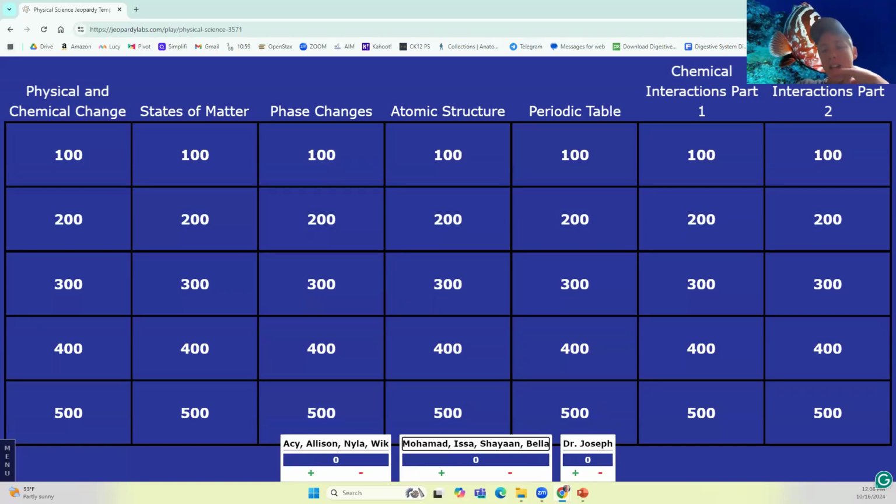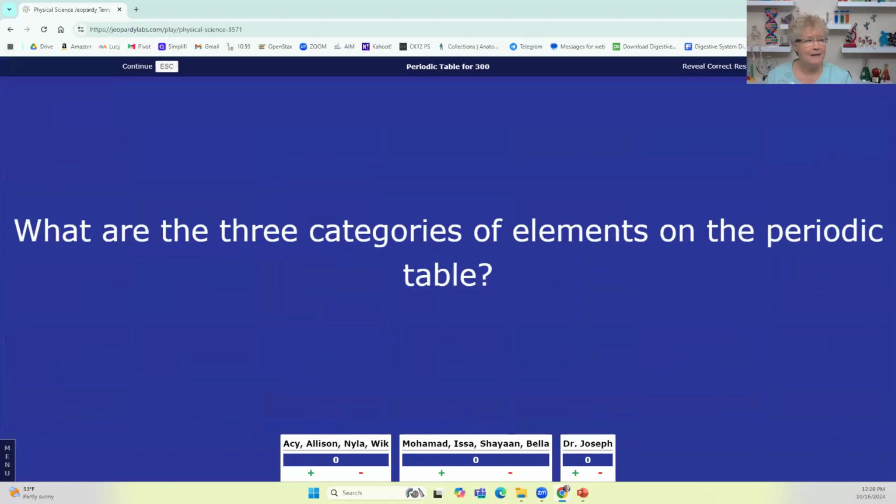I pick periodic table 300. Periodic table for 300. What are the 3 categories of elements on the periodic table?